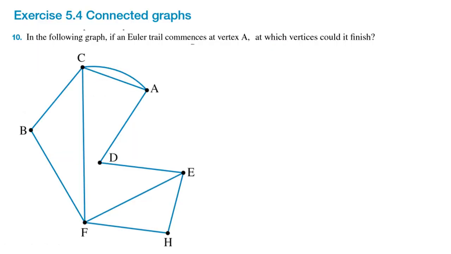Okay, in the Euler graph, if an Euler trail commences, so they're telling us here we have to start at A, and we've got to work out if we follow an Euler trail, what vertex are we going to finish at? Okay, so we have to start at A.